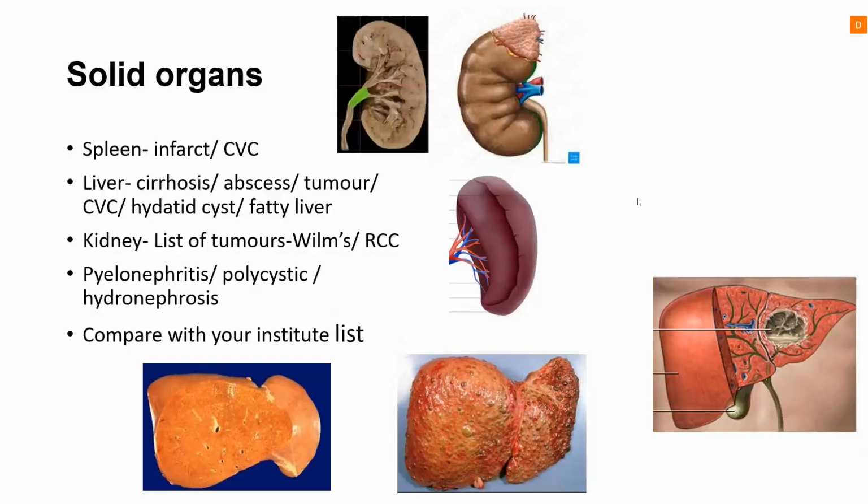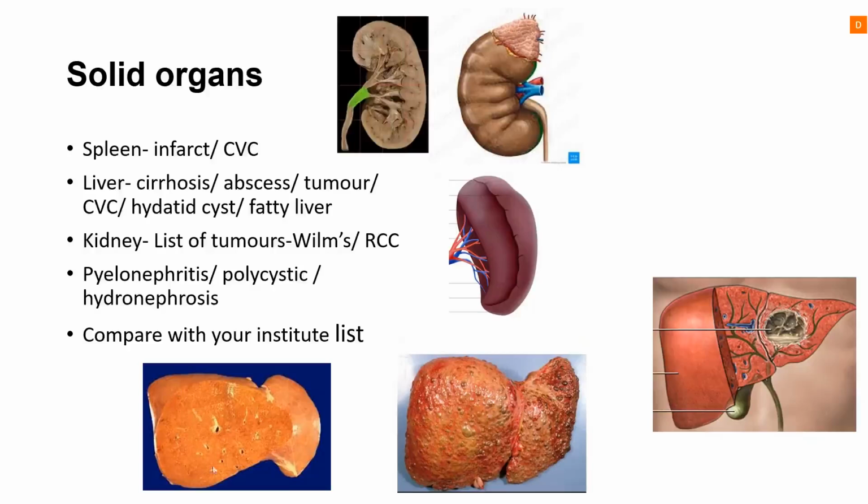Solid organs mean kidney, spleen, and liver. Kidney, all of us know, it is kidney-shaped or bean-shaped, cortex and medulla. And this is the external surface. Spleen also will be having a hilum, impression of the ribs. Color normally is purplish, but the only lesion that we have got is CVC of the spleen, sometimes infarct. Those I will be describing later.